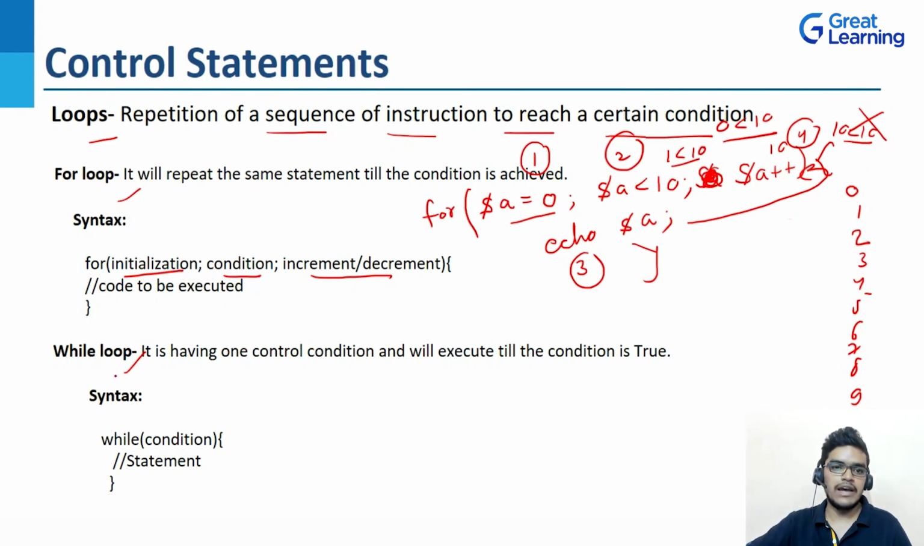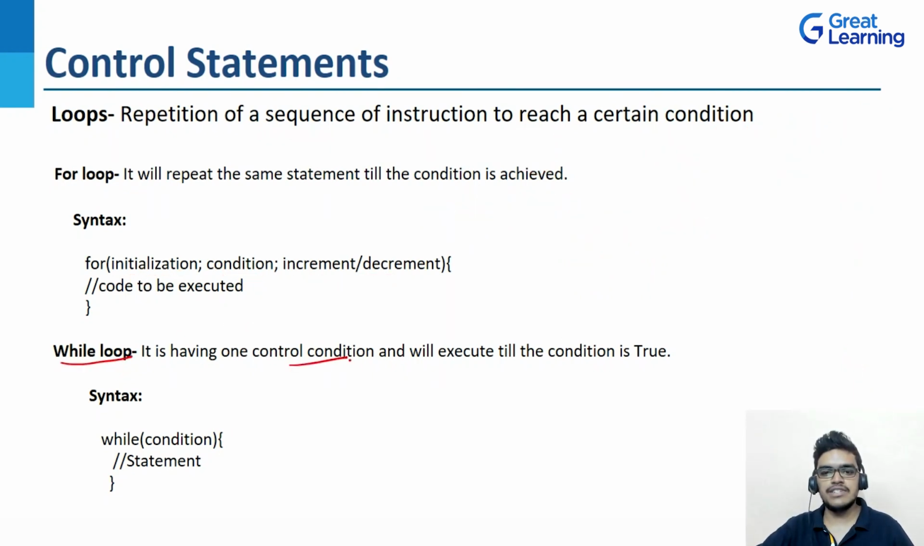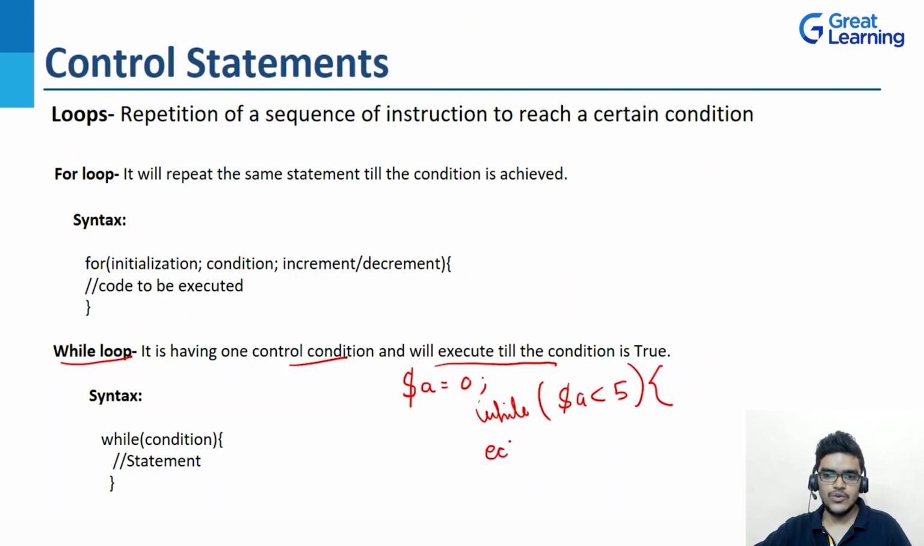Now coming to the while loop. So it is having one control condition and will execute till condition is true. Now let's understand with examples. So here if I am creating a variable and I will assign the value as 0 here. Now what I will do, I will put a condition. So I will write here while loop and here I will put the condition a is less than 5, and inside this I will write echo and I will write $a, right? And then I will do the increment, that is post increment here.